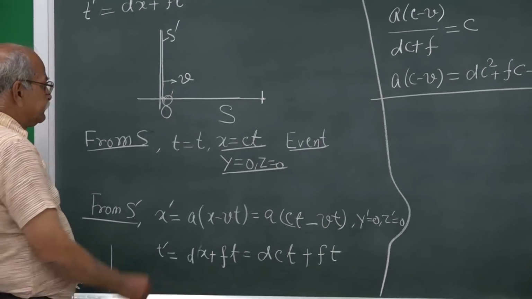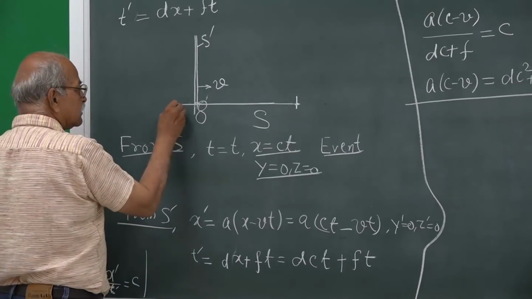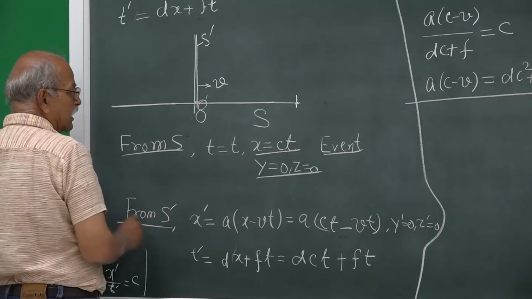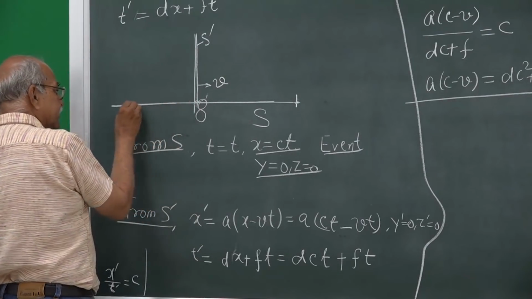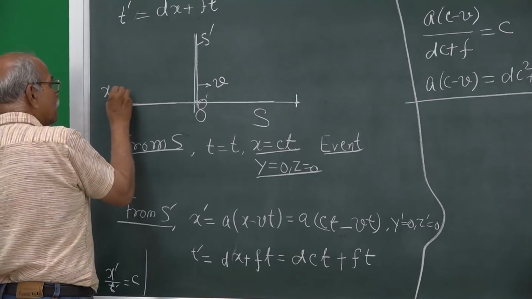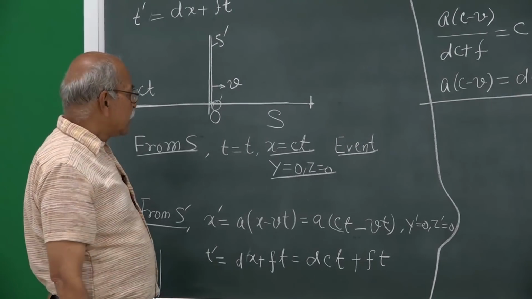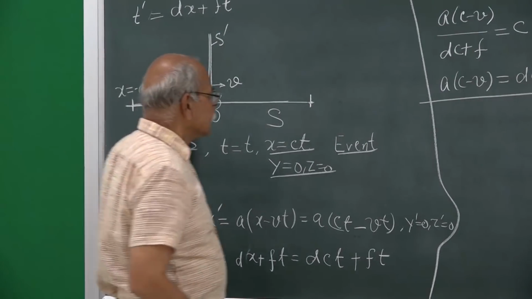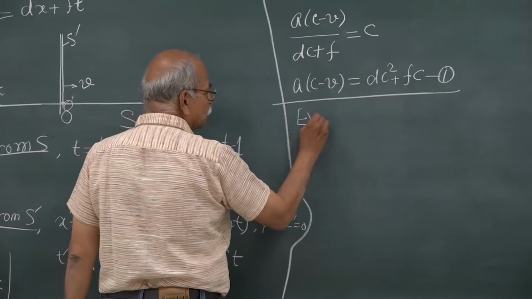Now, consider another event. This event is that the pulse is also going, this radiation is also going in the negative x direction. So, as seen from S, the pulse has reached this point here, which is x equal to minus Ct, at time t. Let us write that this is event 1, and let us write event 2.